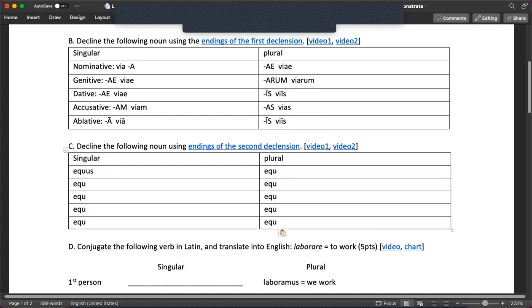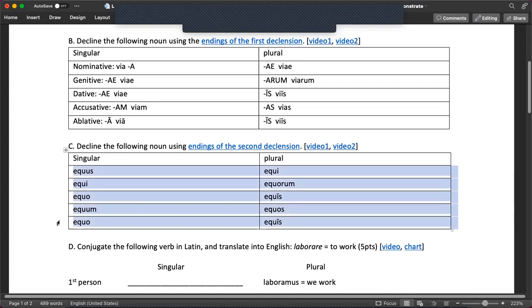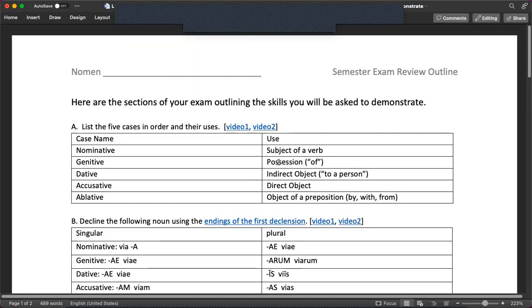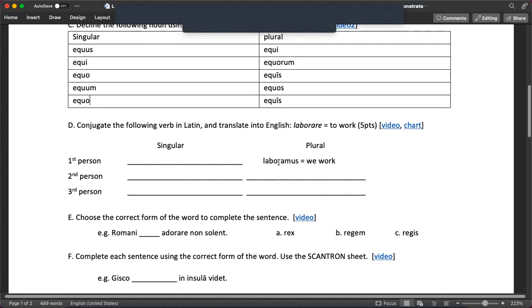So equus, equi, equo, equum, and equo. In the plurals, that us changes to the letter i. Equi, plural, equorum. These are the same as the feminine, the first declension, equis, equos, and equis. So if you can memorize these 10 forms, you will get a perfect score on part C of your exam. And again, please use the links that I added here for you to review.